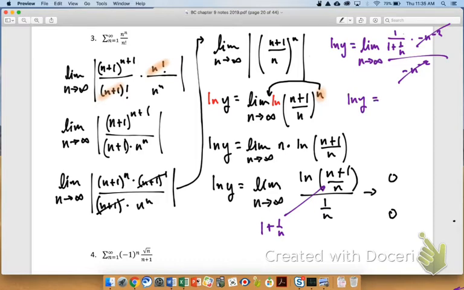So now as you apply the limit to the leftovers, what do you get? 1. So then remember that originally I set up y to equal the limit that I wanted, right? So if ln of y equals 1, what does y equal? It equals e to the 1, which is e. And what's so important about e? It's bigger than 1. Therefore, the series diverges and we're done.